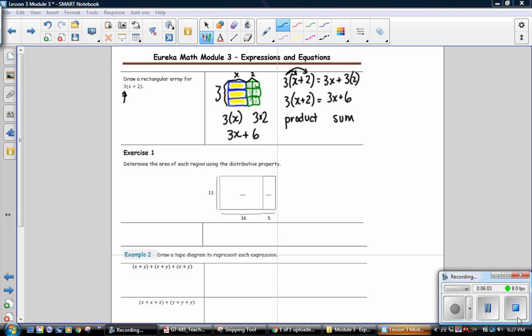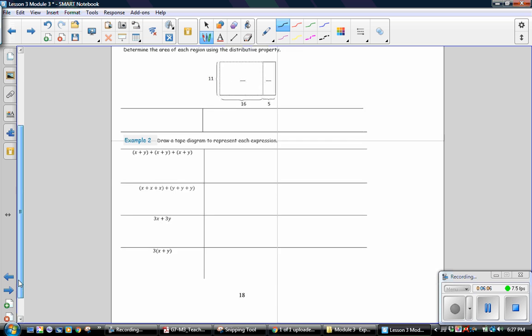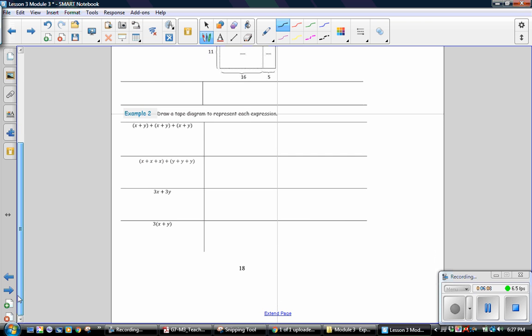We'll skip exercise 1, and we're going to go down to example 2. Draw a tape diagram to represent each expression. Our first expression, let's label these A, B, C, and D. Our first expression, x plus y. So we need a box for x and a box for y. Now y should be a different length than x, so we'll make it a little bit longer. So that is representing x plus y.